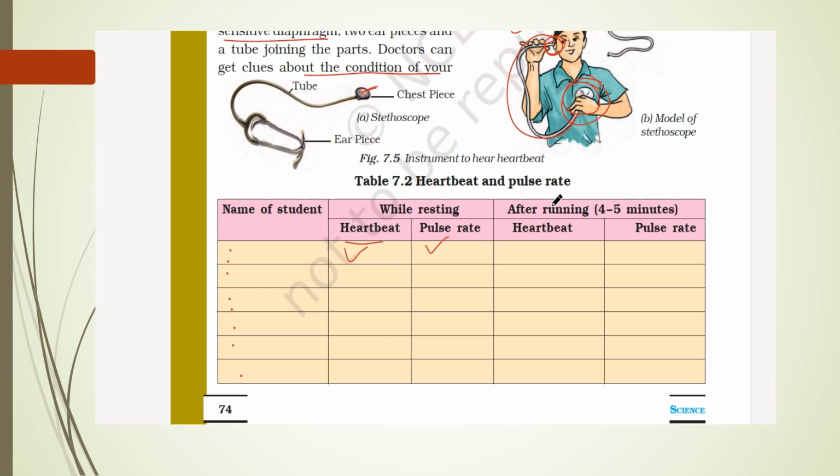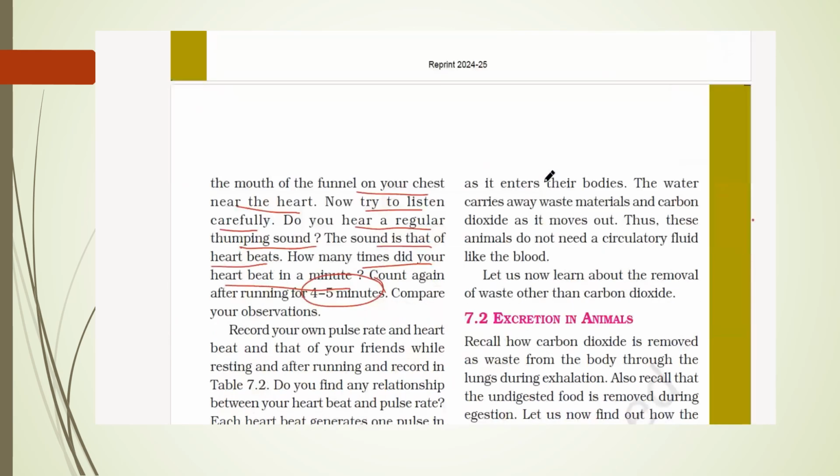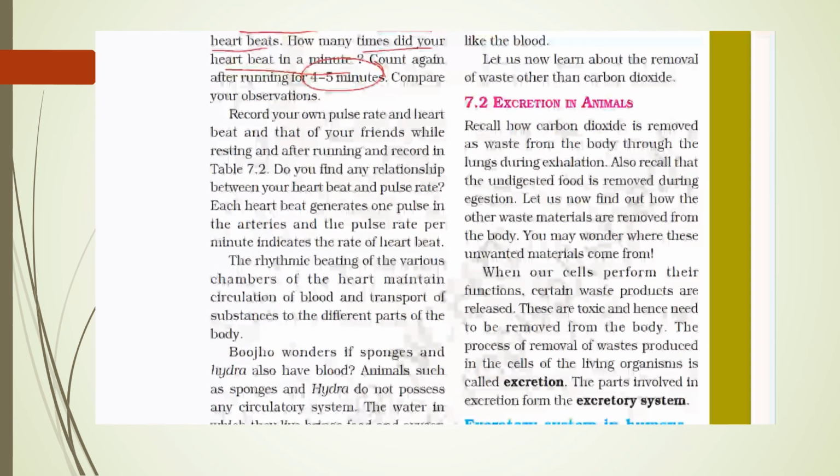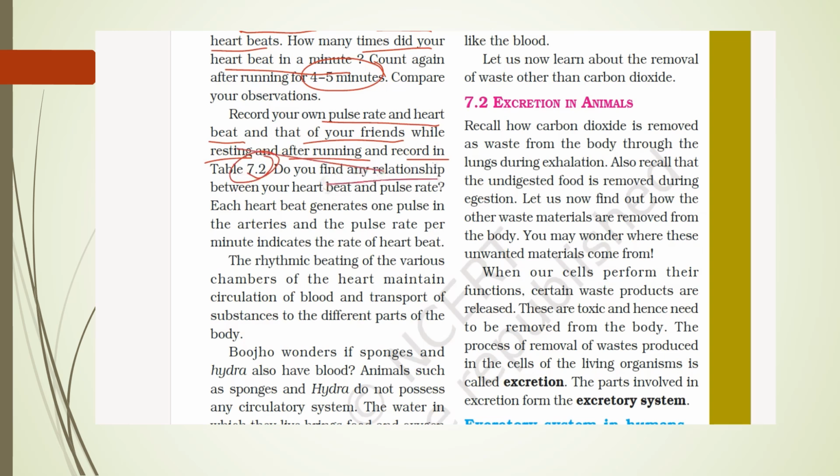So after running for 4 to 5 minutes, you can monitor their heartbeat and pulse rate, and see how it has changed drastically. This change will give you proper data that while in resting position, your heartbeat and pulse rate is less, and after running for 4 to 5 minutes, it increases after exercising, okay? So record your own pulse rate and heartbeat, along with that of your friends, at rest and after running, in that table 7.2. Do you find any relationship between your heartbeat and pulse rate?